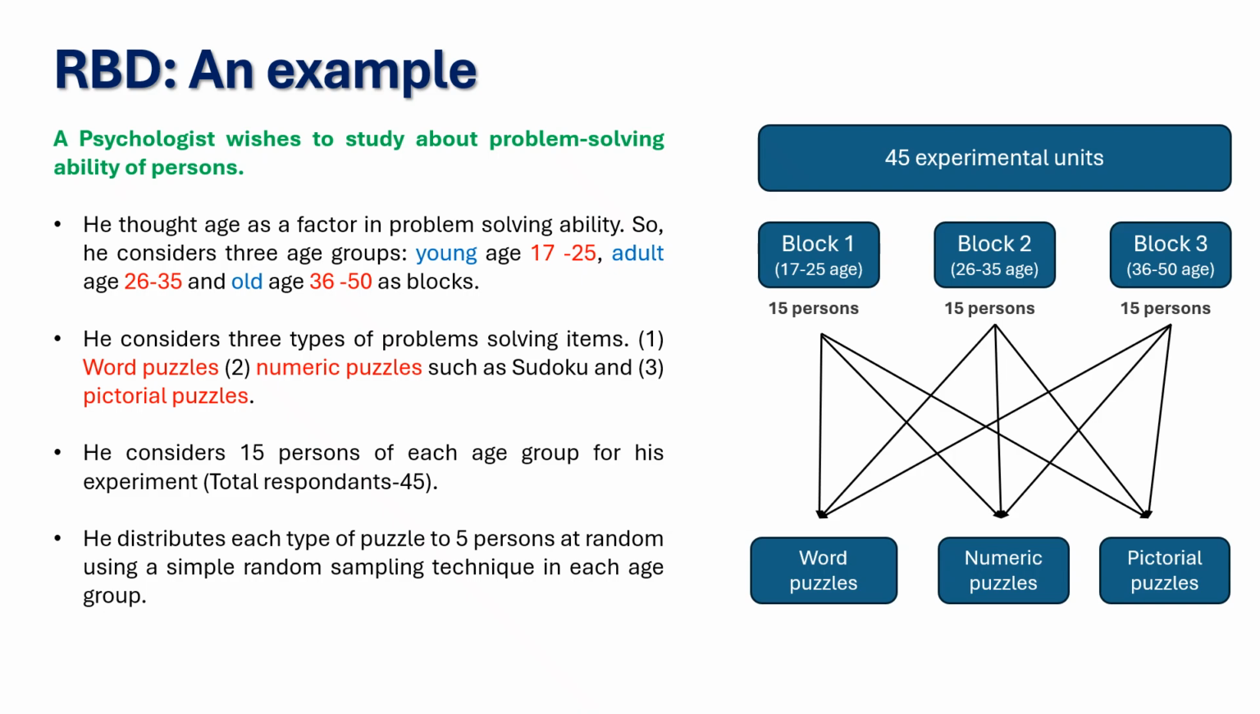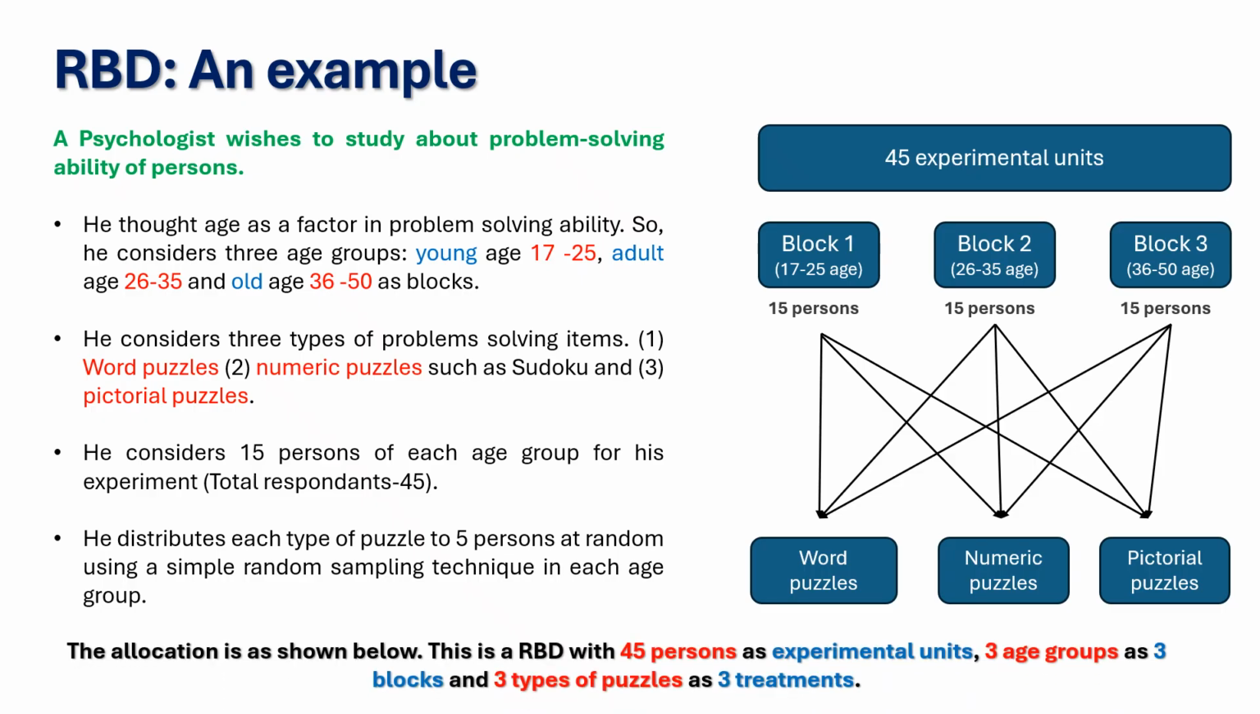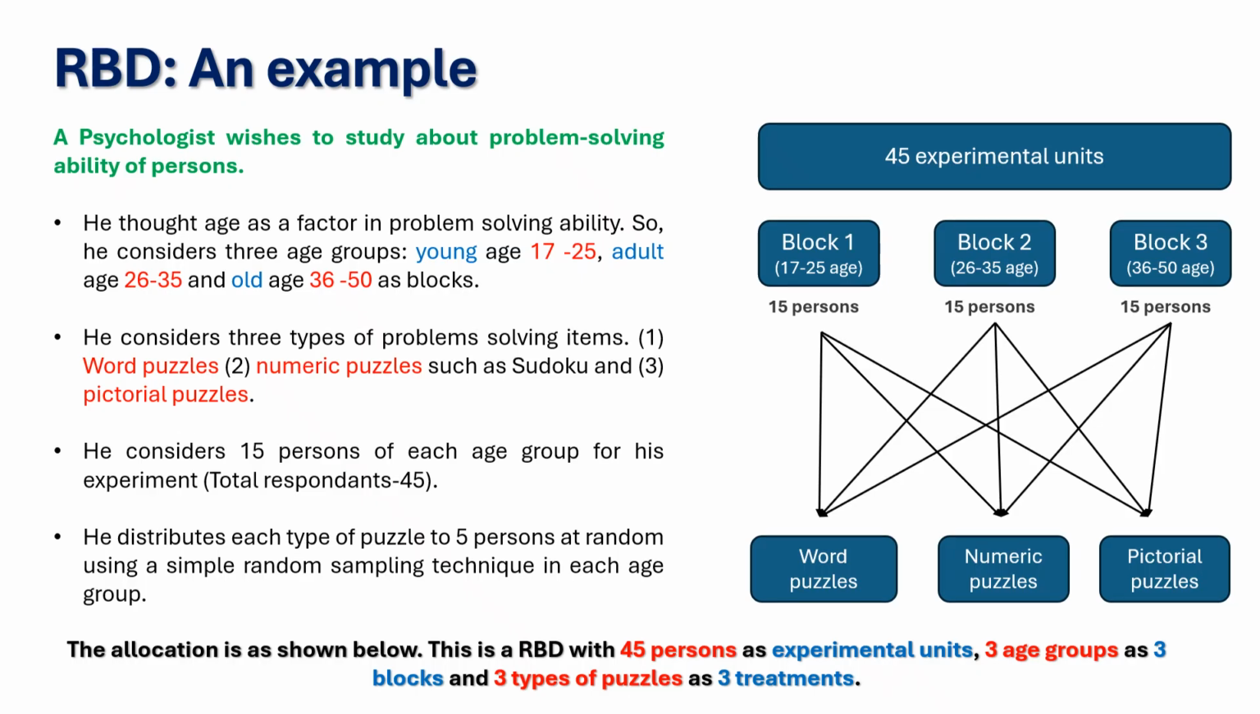Okay, so on the right side you can see the diagram showing the allocation part. So here is the allocation, which we will show you in the next slide. So you get an RBD with 45 experimental units. So we know the three different components of a design: experimental units, inputs, and outputs. Okay, so the treatments and the blocks are also given.